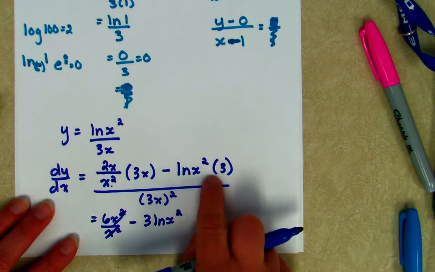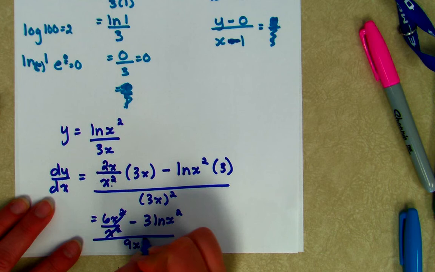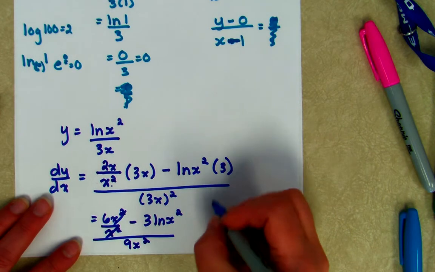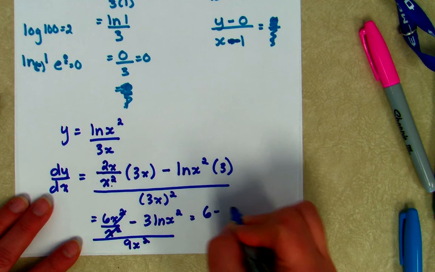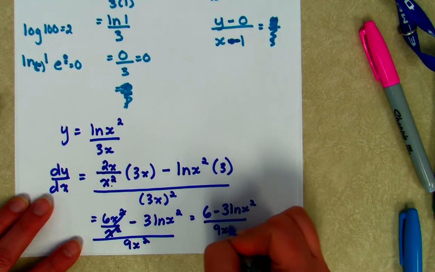I brought the 3 out in front, so I didn't want to put it with that. All over 9x squared. 3 squared is 9. X squared is x squared. So I'm going to end up with 6 minus 3 ln x squared over 9x squared.